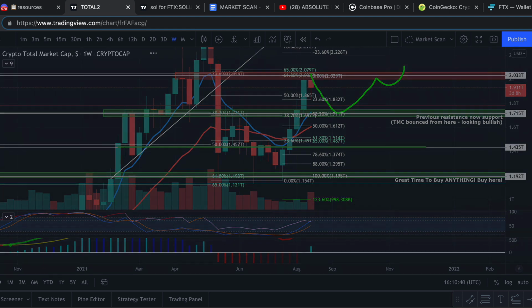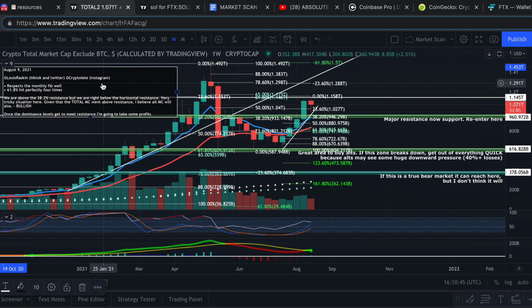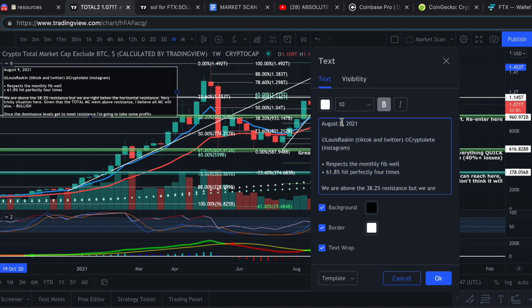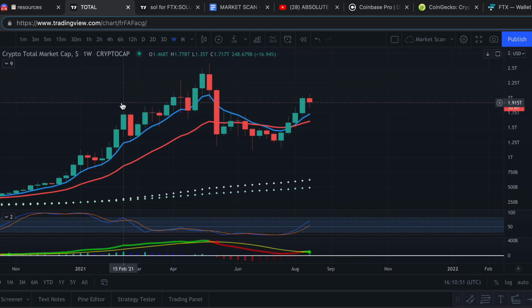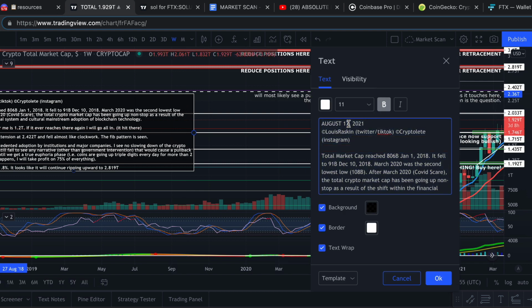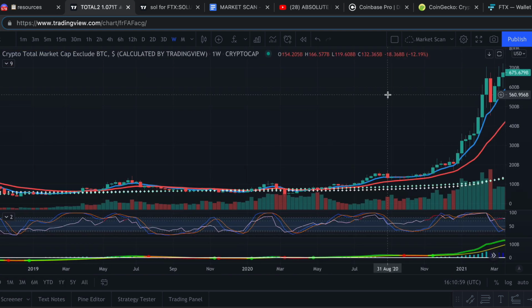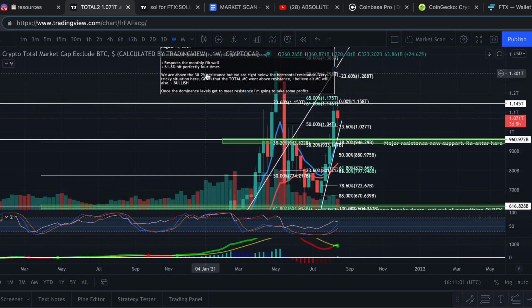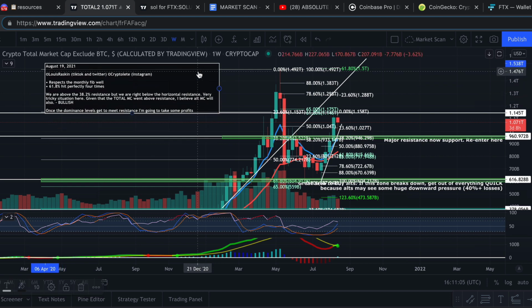Okay, so now that that is known, I'm going to try to front run it right over here. We could go onto the total market cap excluding Bitcoin, and let's see what happened. Let me just change the date of this analysis real quickly to the 19th. Okay, there you go. So now we're at total 2. It respects the monthly fibs very well. We're on the weekly chart right now just to get a bigger picture.